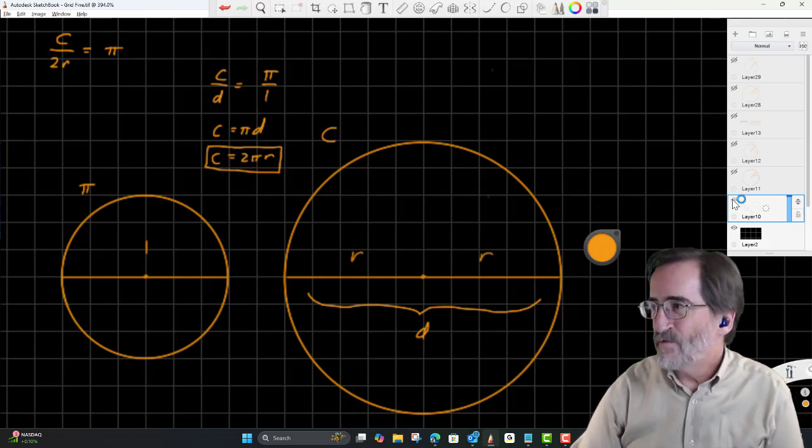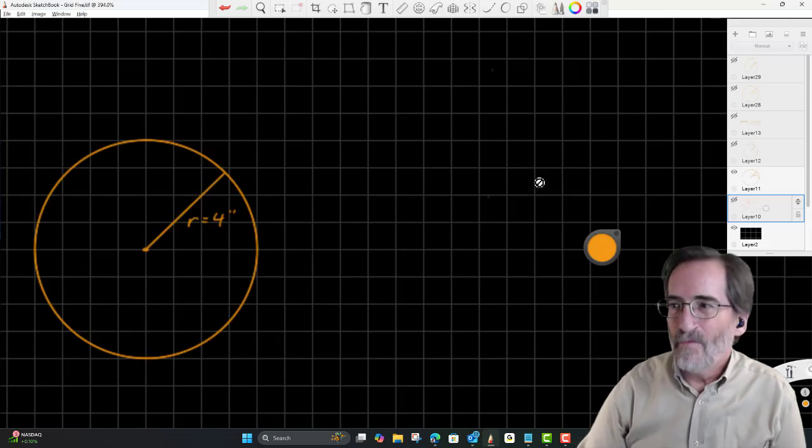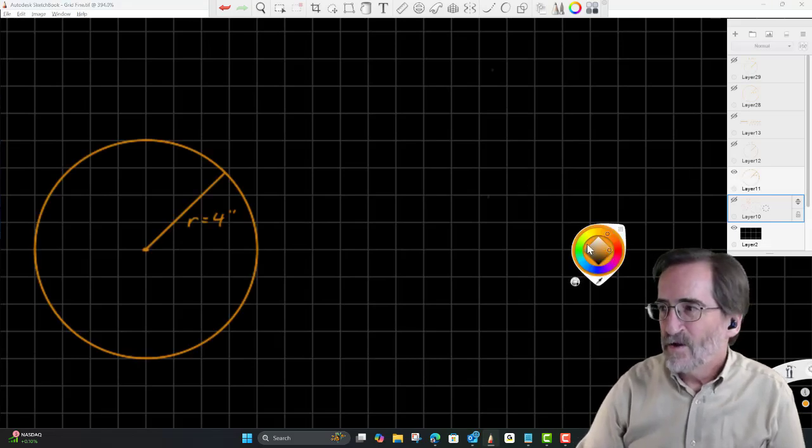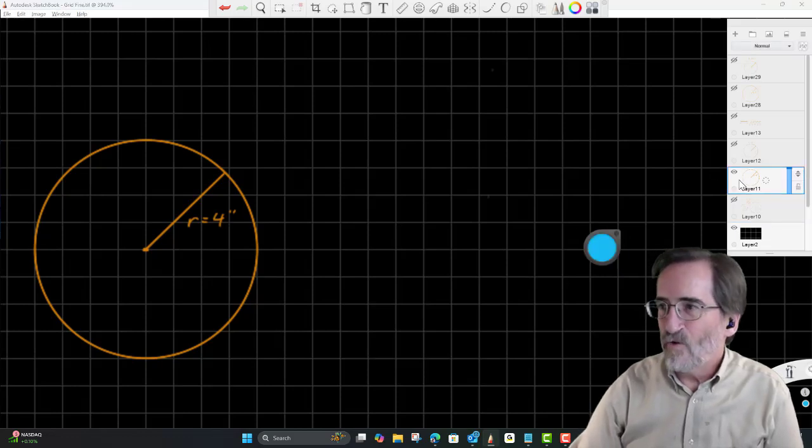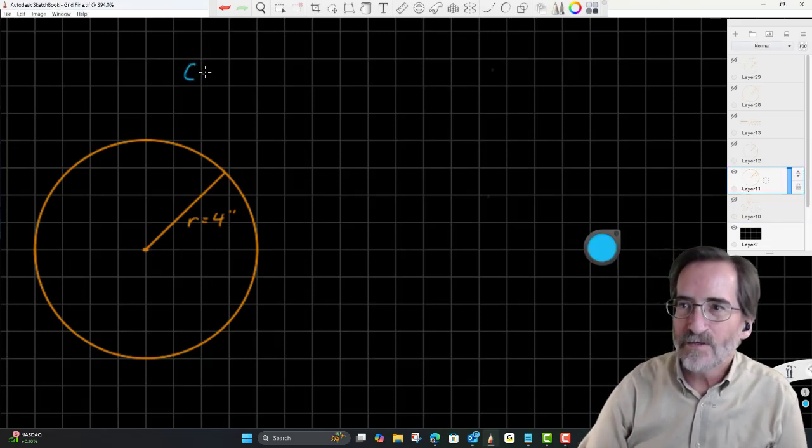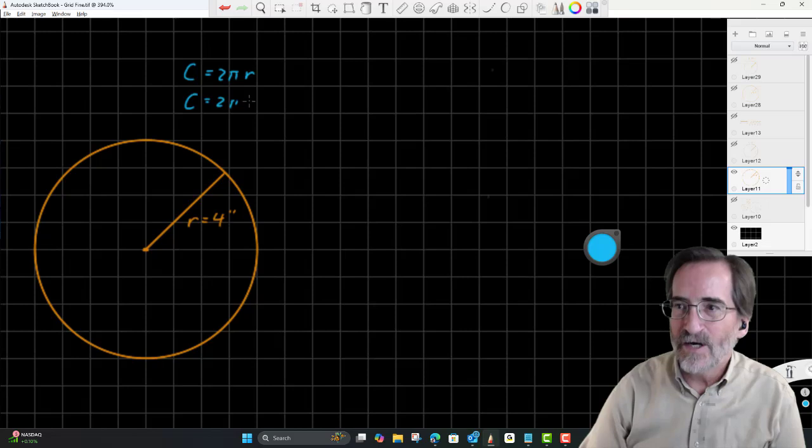Let's see how we use it. So first, let's change colors here. If the radius is 4, what is the circumference? Circumference is 2 pi r. So circumference is 2 pi times 4. We substitute the 4, and we multiply. 2 times 4 is 8. So this is 8 pi.